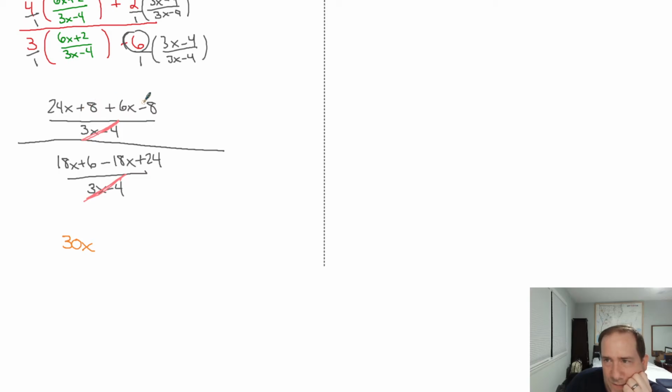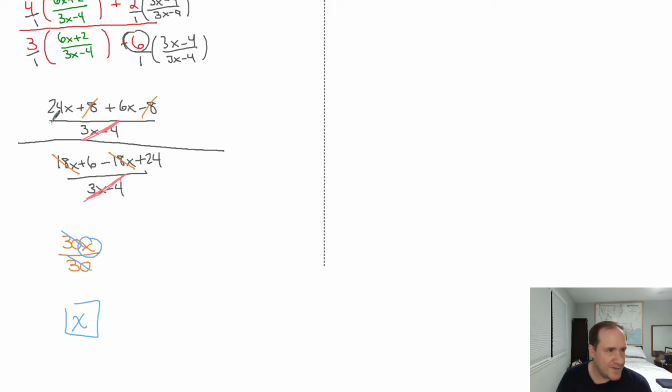Then we've got an 8 with a negative 8, so those cancel. Downstairs, we've got 18x minus 18x, so those cancel. And we've got 6 plus 24, which is 30. So guess what? 30 cancels 30. The only thing left is x, which is the exact result we wanted, right? Having the functions composed, boiling down to x, it's exactly what we wanted.